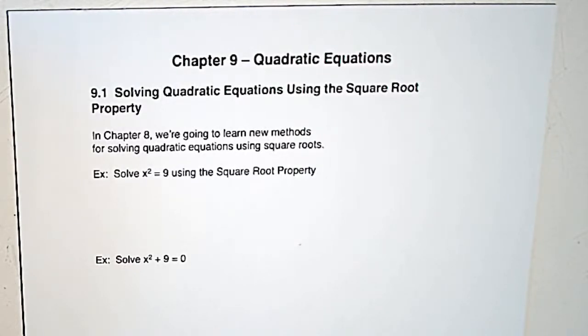And I'm live. Woohoo! This is Math 40, Elementary Algebra. We're in Chapter 9, 9.1. We're going to use something called the square root property to solve quadratic equations.